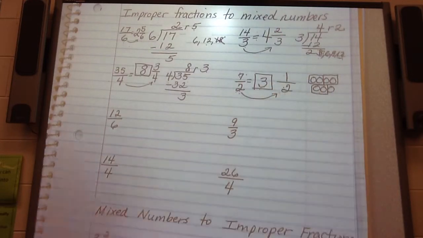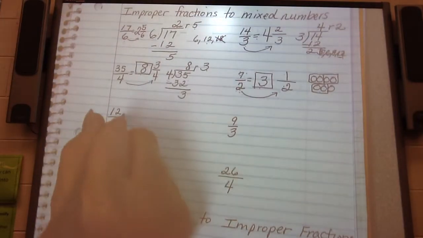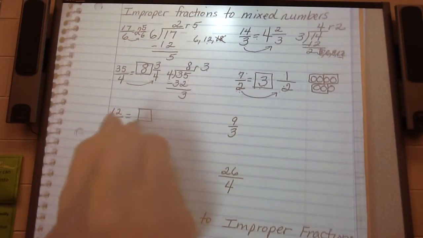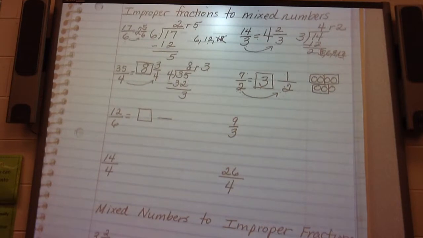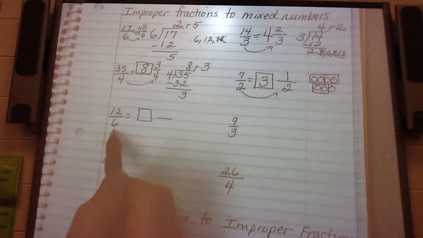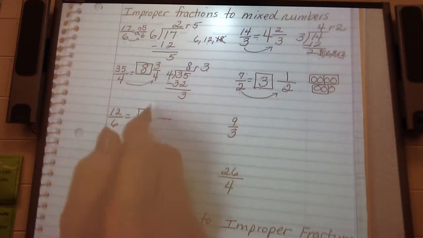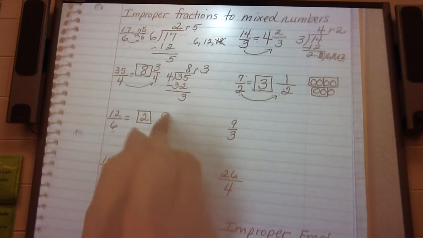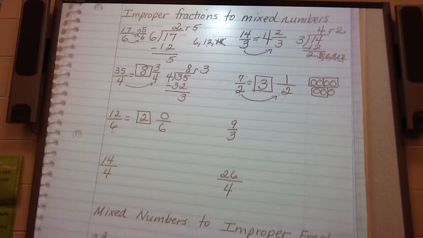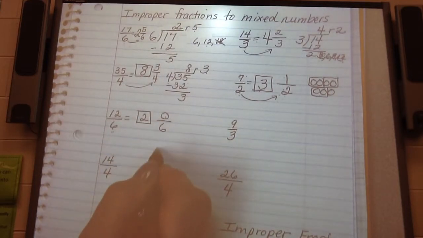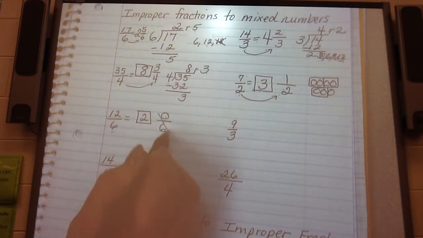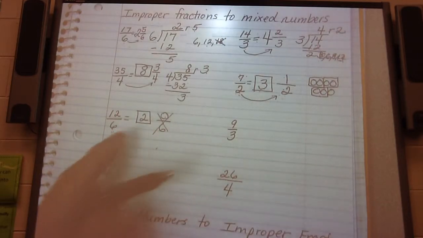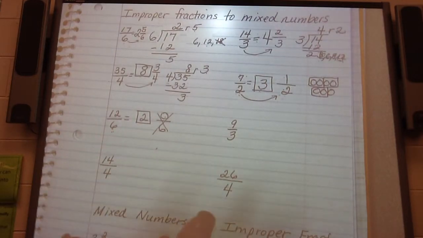And of course my denominator will stay the same. Now sometimes we get a really nice situation. We get a 12/6. And something's different about it, because when I say how many 6s can I make out of 12, the answer is 2, because I know 2 times 6 already is 12. But that leaves me with 0 leftovers. Well, a fraction that's 0/6 is simply the same as 0. So we don't even have to write it. We can just stop with the whole number and we're done with the problem.